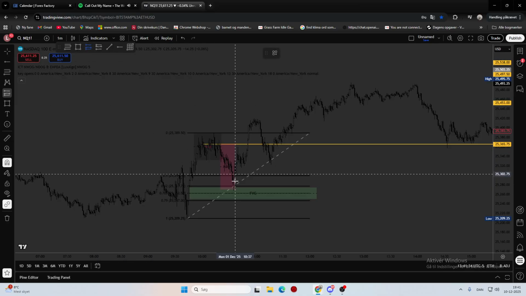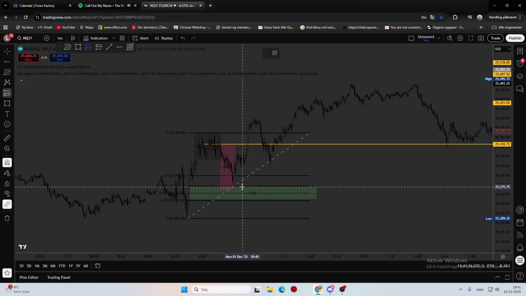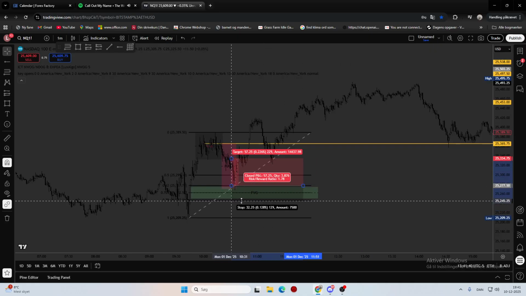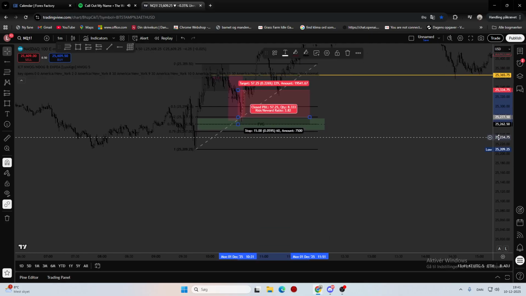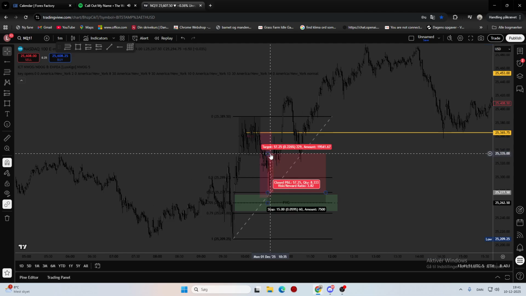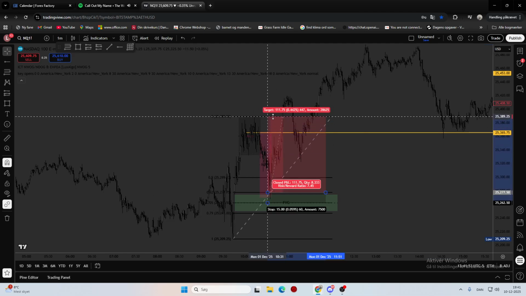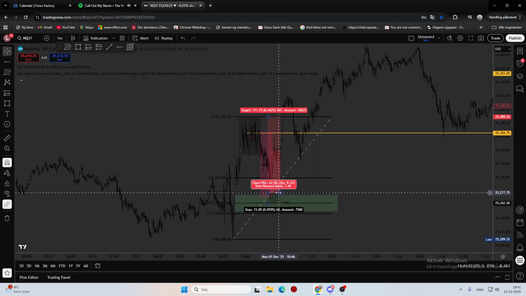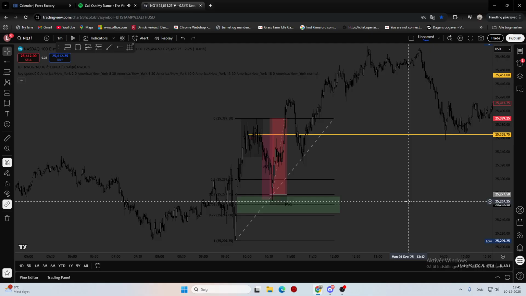We could have targeted 0.62 because it's the most premium of the fair value gap, and then just stop right under the CE of the fair value gap. So 15 points, that's actually fine. And then we just target the high over here. That's 111 points, not so long. I remember catching this trade. It was a beautiful trade.